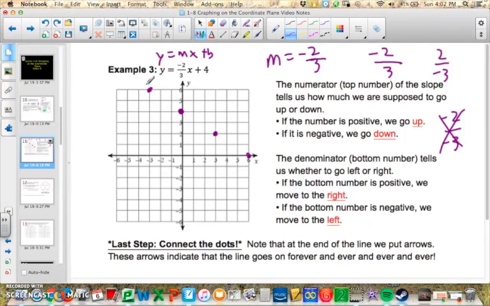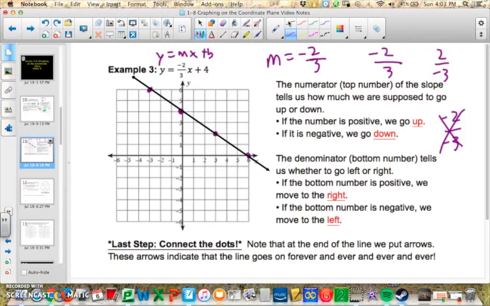Now the very last thing that we do when we graph is to go ahead and play connect the dots. We want to connect using a ruler preferably, because that's going to be our best way of getting a straight line. And as you'll find out in later lessons, our accuracy is going to be important. We want to make sure that we have the line going where it's supposed to be going.